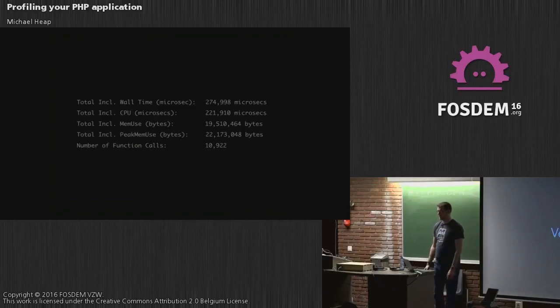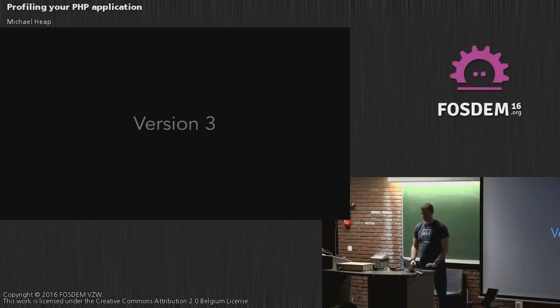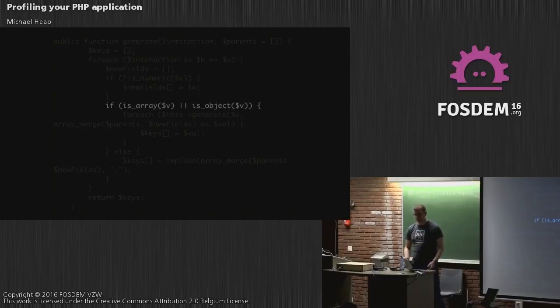So I went back to the drawing board. Went for version 3. Still focused on is array, is object. So how can I optimize this? What am I actually trying to work out here? And I thought back to how I defined the initial algorithm. If it's an array, if it's an object, recurse. If it's a scalar value, add it to the list.